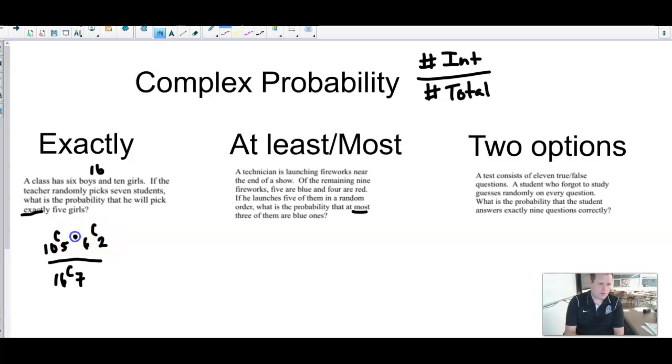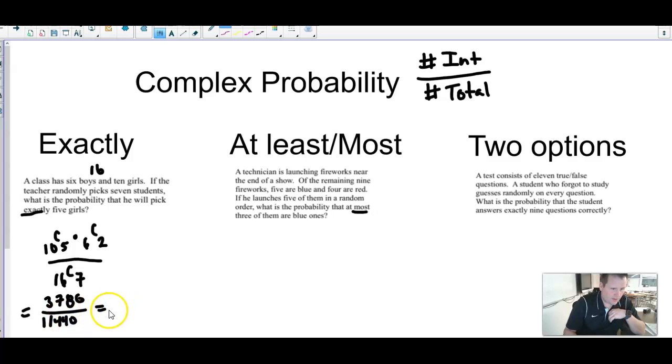And then I'm going to multiply these together because I need these two things to happen at the same time. This is a lot like our multiplication rule: I need this to happen and then that to happen for it to occur. Then I just use my calculator like we did the other day. When I multiply those two together in my numerator, I get 3,780. And if you're having calculator errors, come talk to me. And then the denominator is going to be 11,440.